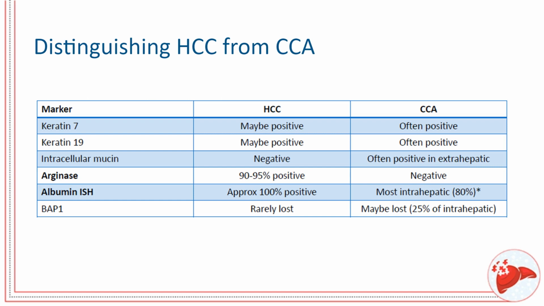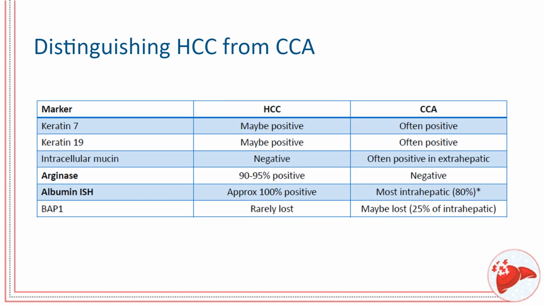But looking at just the markers, so assuming that the other findings were equivocal or not differentiated, Keratin 7 is not a very good differentiator because it's positive in a significant minority of hepatocellular carcinomas. Keratin 19, too, is positive in a significant minority of hepatocellular carcinomas. Intracellular mucin is a helpful distinguishing feature, particularly for extrahepatic and hilar cholangiocarcinomas. Intrahepatic cholangiocarcinomas, especially the small duct type, are frequently negative for mucin.